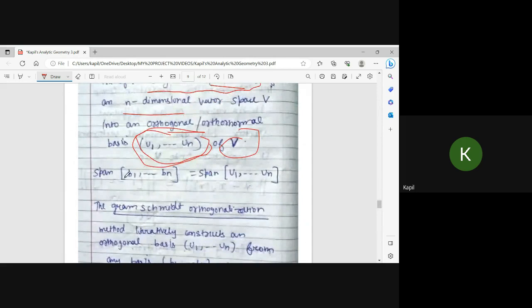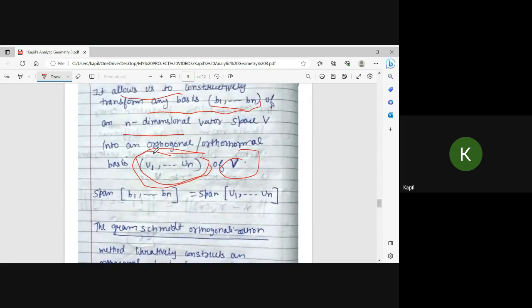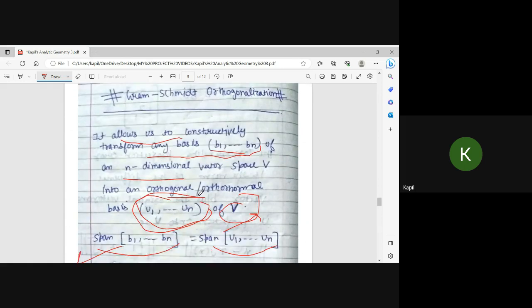It has some algorithms. The property of this is that the span of b1 to bn is the same as the span of the orthogonal basis vectors u1 to un. That means the same vector space is generated by the b1 to bn basis vectors. That is the main thing of Gram-Schmidt orthogonalization.